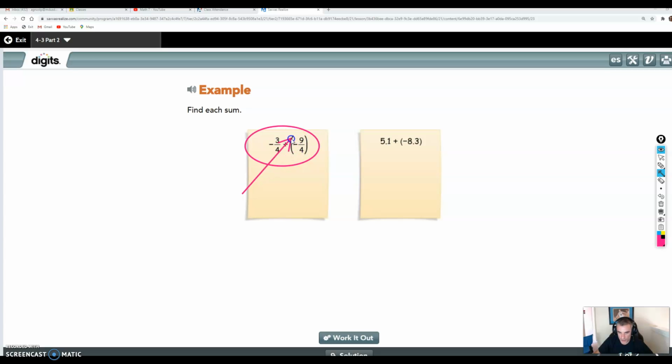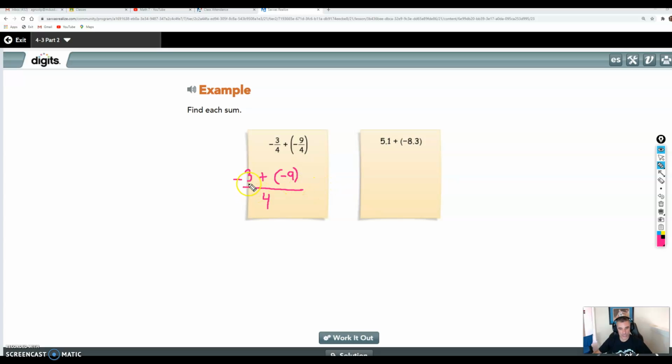I'm going to rewrite this whole problem over a denominator of 4. So I'm going to rewrite this as negative 3 plus negative 9 all over a denominator of 4. Well, now I just need to add my negatives together, right? And I can use the process that we learned previously. If I have 3 negatives and I have 9 more negatives, I have 12 negatives.